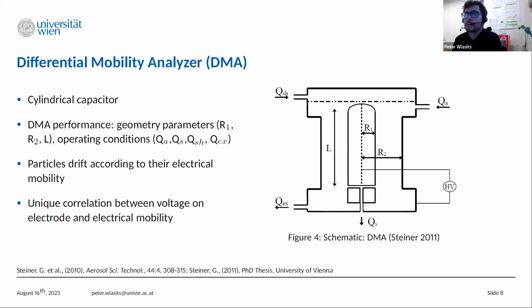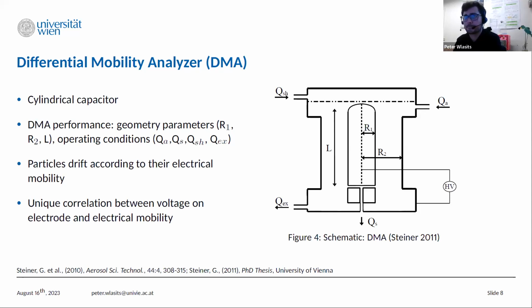The performance of such a DMA depends on geometric parameters on the one hand, so the radius of that inner electrode, the radius R2 you can see there, that's the DMA radius, and then the length of the electrode. And on the other hand, it depends on the operating conditions, which is a set of flow rates depicted by the Q here. On the upper left, you can see the sheath flow rate coming in. On the lower left side, you see the exhaust flow rate coming out. And the aerosol particles are basically carried through that QA, the aerosol flow rate, and the sheath flow through that instrument.